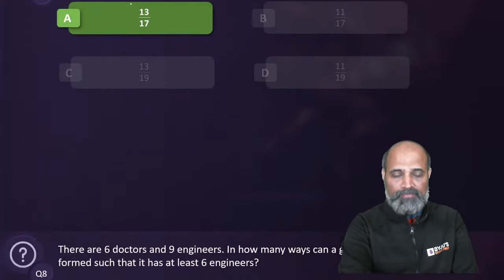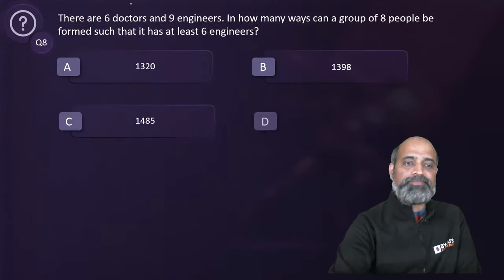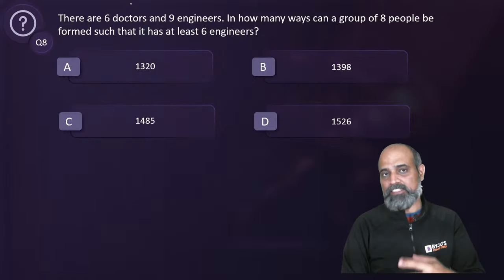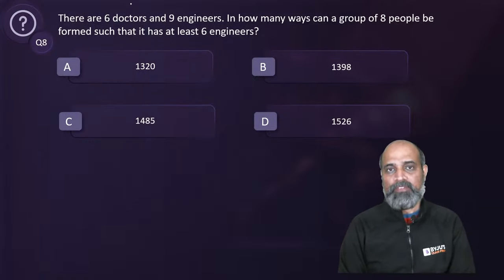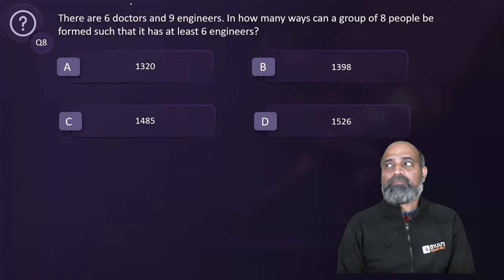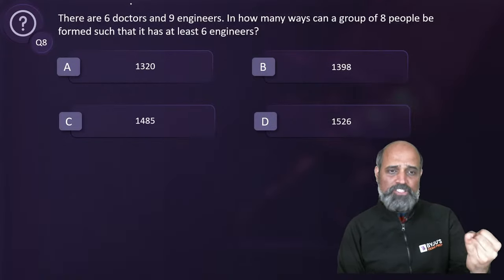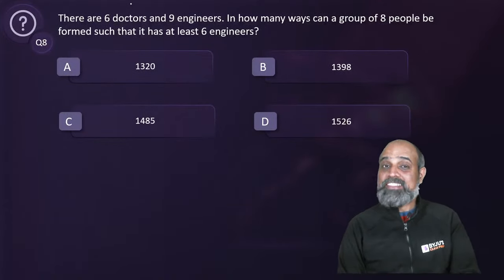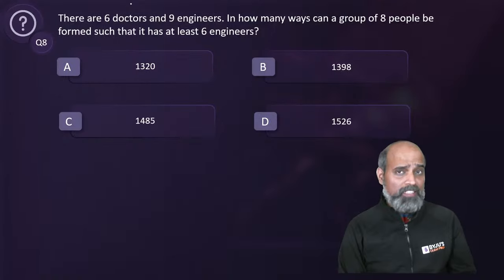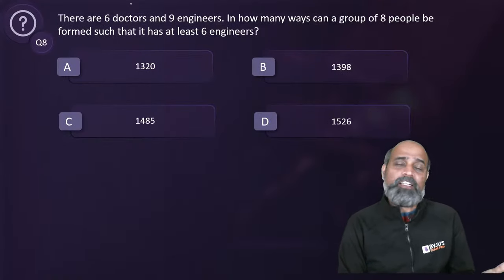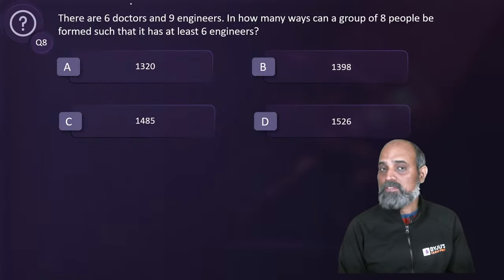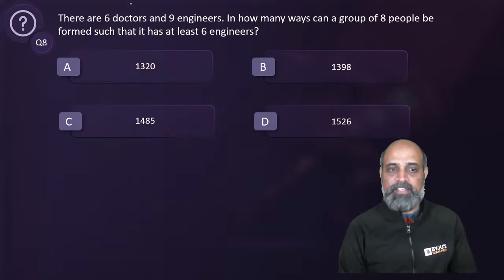ठीक है? Okay. Next, there are 6 doctors and 9 engineers. In how many ways can a group of 8 people be formed such that it has at least 6 engineers? So at least 6 means 6 engineers, 7 engineers, 8 engineers, 3 possibilities. Now doctors and engineers, they are identical or they are distinct? They are distinct. Why are they distinct? Because humans. By default, any 2 human beings, they are different from each other, right?